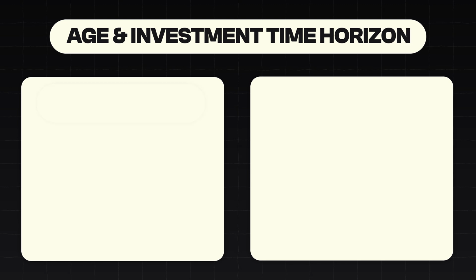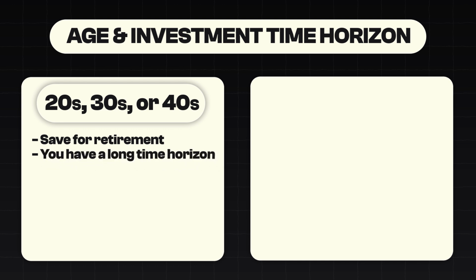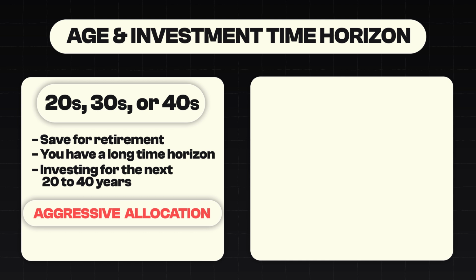First, let us talk about age and investment time horizon. If you're in your 20s, 30s, or 40s and your investment goal is to save for retirement, you have a long time horizon. This means you can tolerate short-term price fluctuations because you are investing for the next 20 to 40 years. You can maximize your returns by choosing an aggressive portfolio allocation, which can range from 70 to 100% in stocks, depending on your risk tolerance.